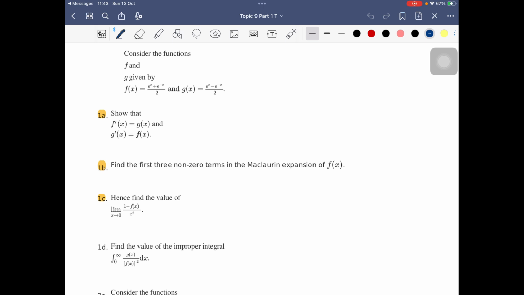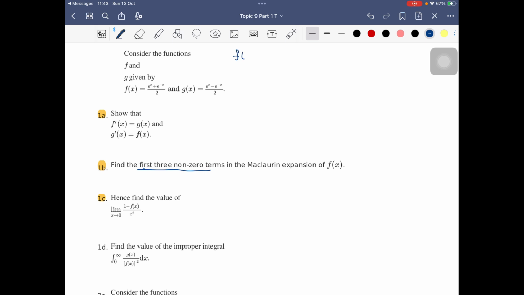Like this number 1, this is about the Maclaurin series, and it will also be used to solve this limit. Here in 1a, you can use the chain rule to find the derivative, so I will skip it, but I will use the fact that f prime of x is equal to g of x and g prime of x equals f of x. So here, first the 3 non-zero terms.